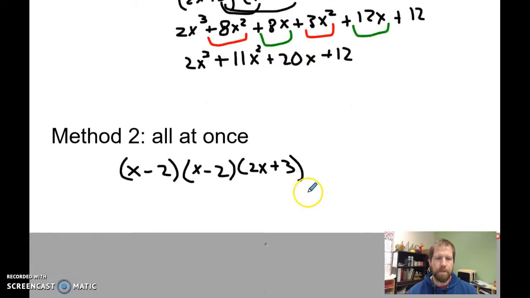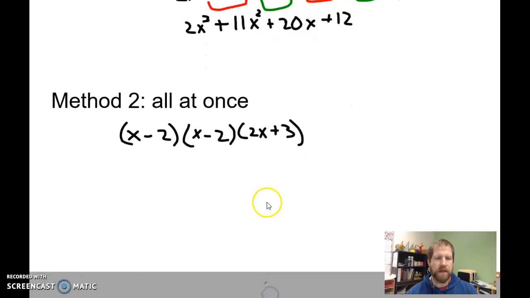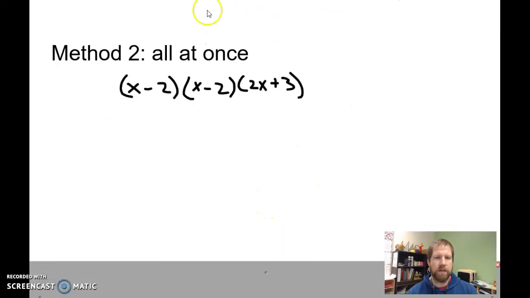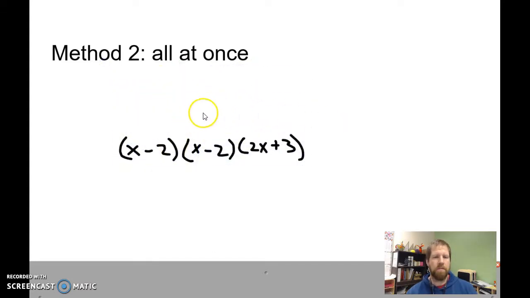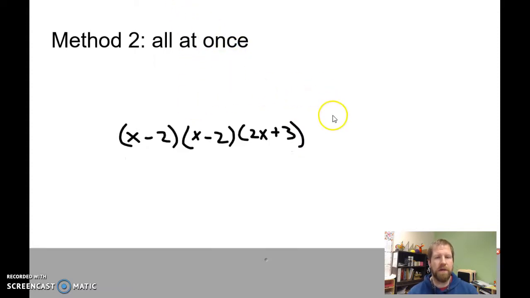Okay. All right, so the second method is doing it all at once. This can save some time, but you are more likely to make mistakes. So be careful if you try and do it this way. Basically what I'm doing now is the same as when we have just 2 polynomials. I'm starting with my first term. So I'm going to go my first term, my first term, and my first term.